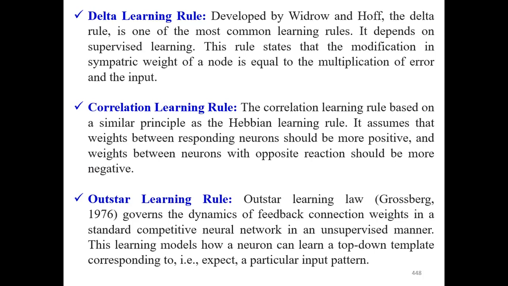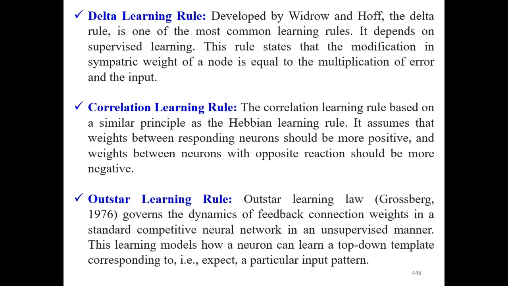Then correlational learning rule. The correlation learning rule is based on a similar principle as the Hebbian learning rule. It assumes that weights between responding neurons should be more positive, and the weights between neurons with opposite reaction should be more negative. That is called a correlation learning rule, similar to the Hebbian learning rule.